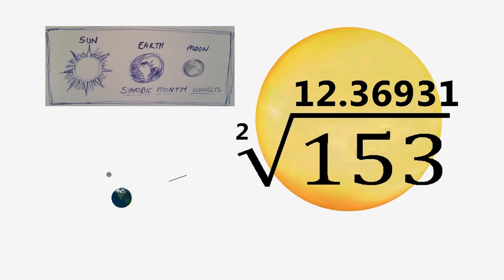So here is a model. So a synodic month, there's 12.369 of these per year on average. It's one orbit of the moon around the earth in relation to the sun. Sun, earth and moon.